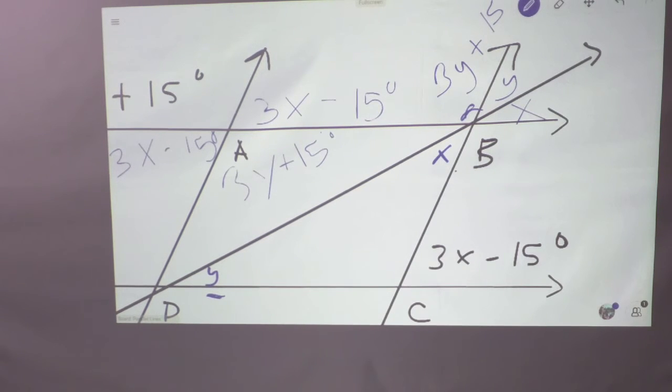Now we know y is 35, so 35 degrees. We can find x. So remember, y plus x is equal to 60. So this whole angle would be equal to 60. So 60 minus 35 is 25. So x would be 25 degrees. Now we have x and y, and we solved this problem.